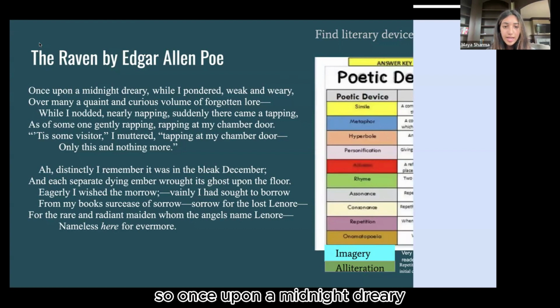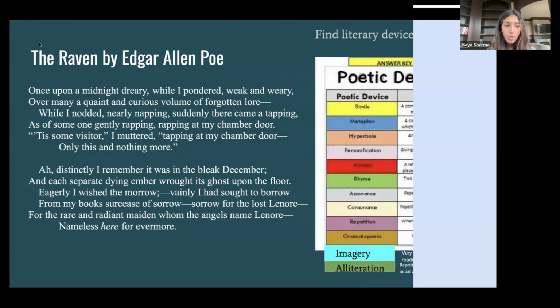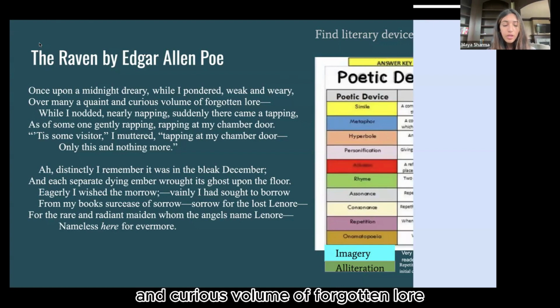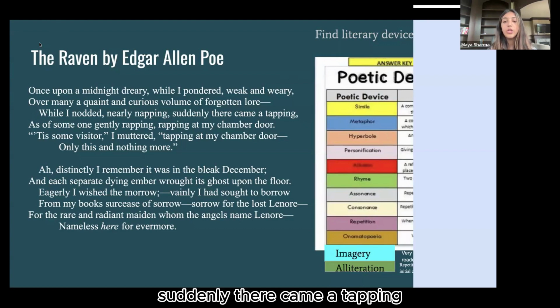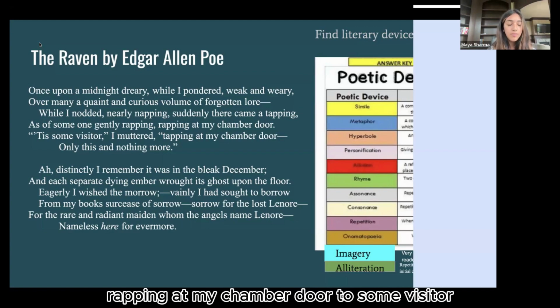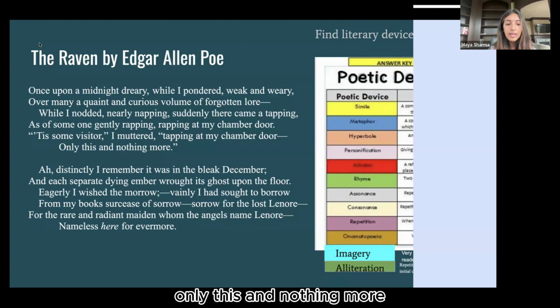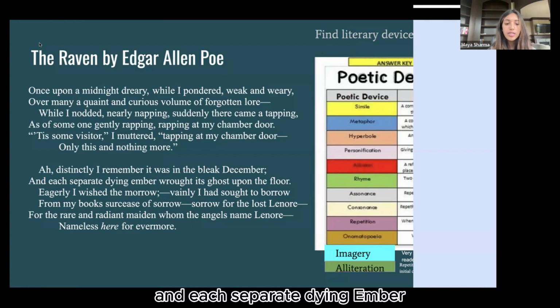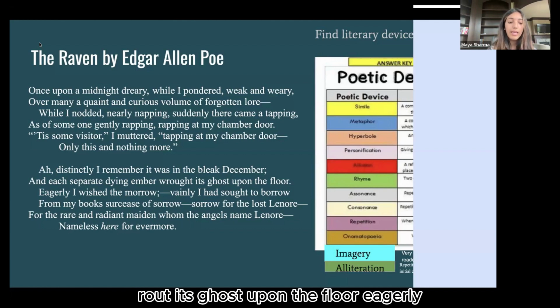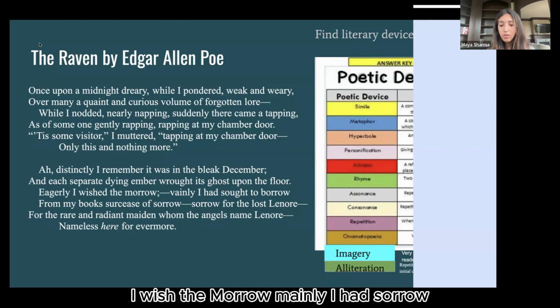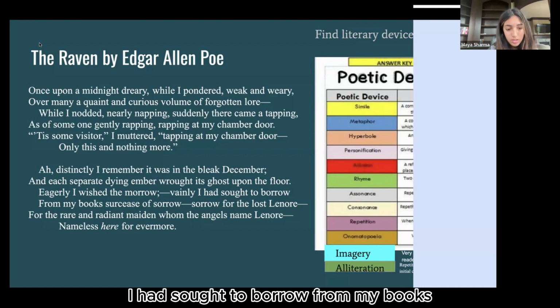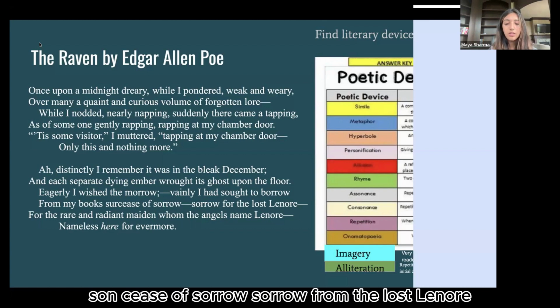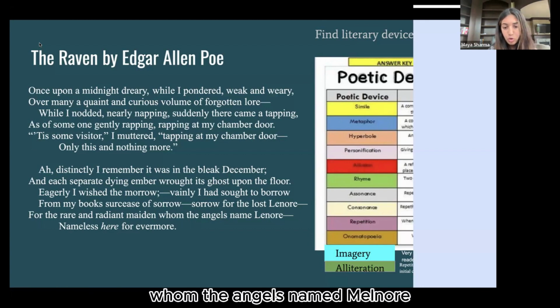Once upon a midnight dreary, while I pondered, weak and weary, over many a quaint and curious volume of forgotten lore, while I nodded, nearly napping, suddenly there came a tapping, as of some one gently rapping, rapping at my chamber door. "'Tis some visitor," I muttered, "tapping at my chamber door. Only this and nothing more." Ah, distinctly I remember it was in the bleak December, and each separate dying ember wrought its ghost upon the floor. Eagerly I wished the morrow; vainly I had sought to borrow from my books surcease of sorrow, sorrow for the lost Lenore. For the rare and radiant maiden whom the angels named Lenore, nameless here for evermore.